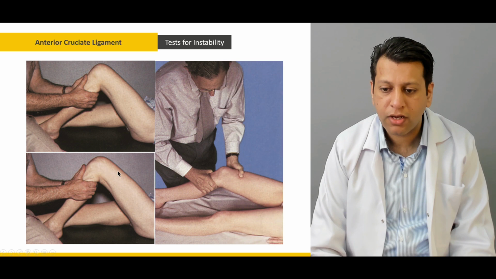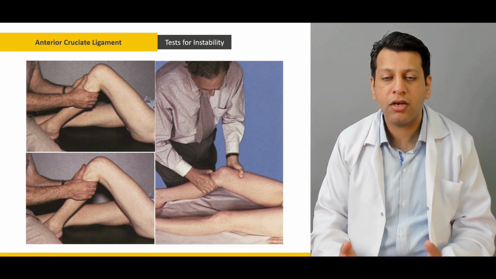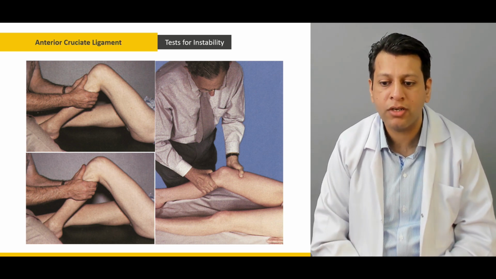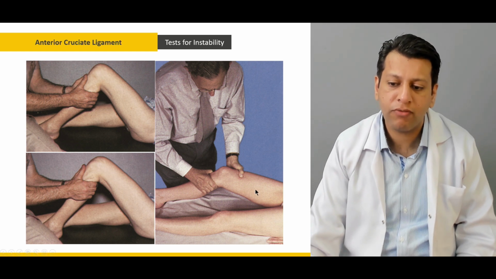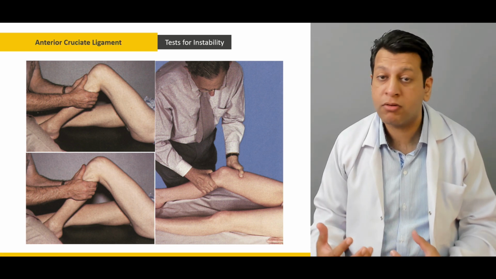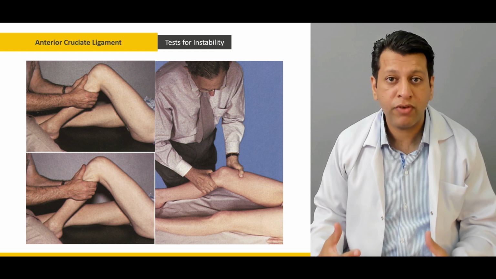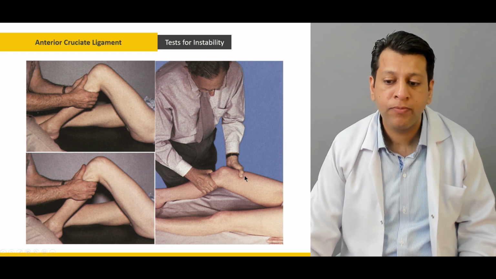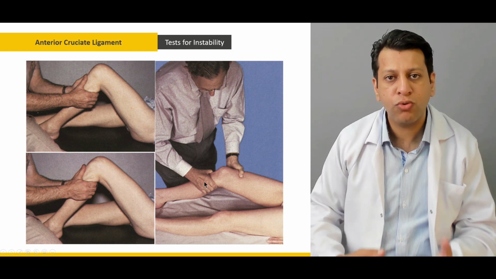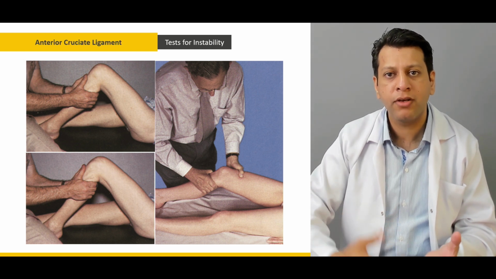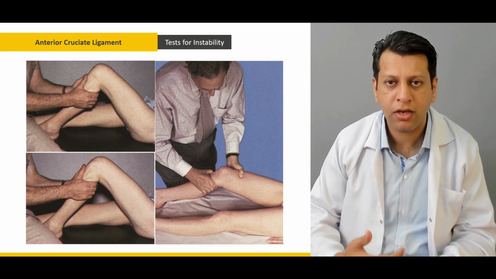Now the other is the Lachman test. The Lachman test is relatively difficult to perform, but it's more sensitive for the ACL tear. One way of performing it is to hold the femur with one hand and hold the tibia with the other hand. Once you hold the femur with the left hand, you push the tibia anteriorly. If you are able to do that, this means the ACL is injured.